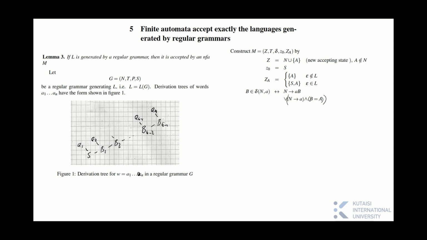And now I'm constructing a DFA from this picture, basically. So my states will be all non-terminals, so S, B1, B2, B3 will all be my states, plus I will add one more state, so I know that I'm finished. This will be A, my accepting state. My start state will be S. So if I want to replicate this, I start with S like this. This will be my start state. So I'm going to draw a DFA from this diagram now.